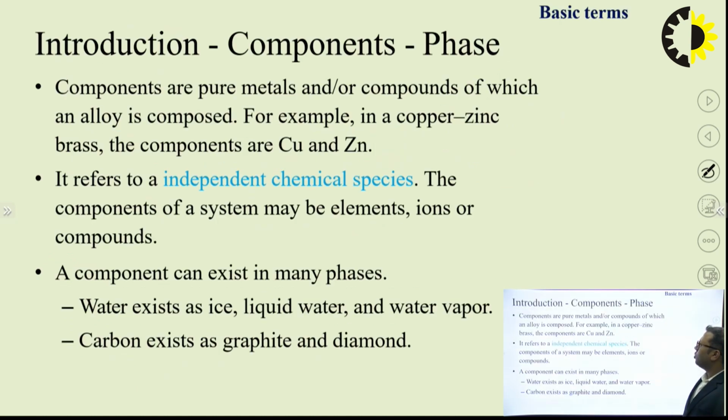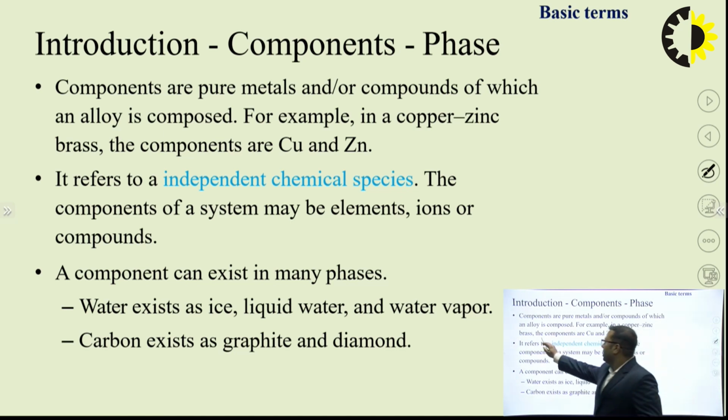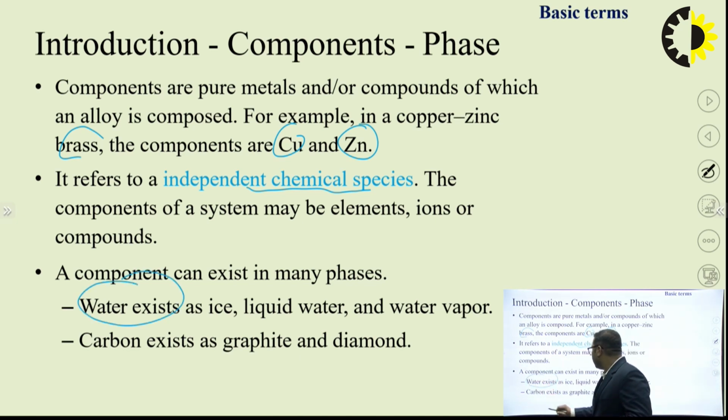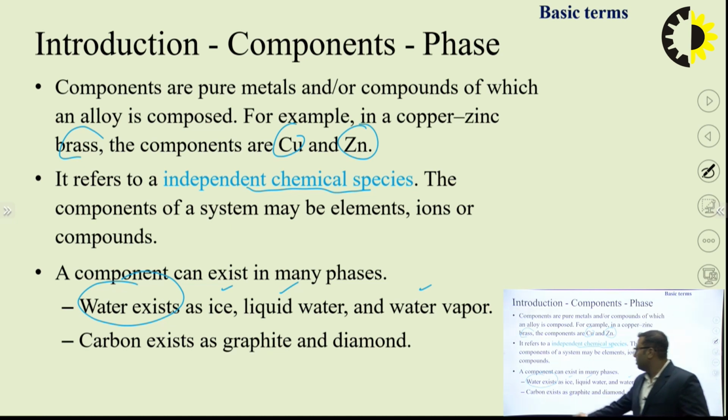Then, coming to components. Components are the pure metals and or compounds of which an alloy is composed. For example, copper and zinc are used to form brass. So in brass, these two materials, copper and zinc, are used. It refers to the independent chemical species. The components of a system can be elements, ions or compounds. A component can exist in many phases. For example, water exists as ice, the solid phase, liquid phase and water vapor phase, whereas carbon exists in the graphite phase or the diamond phase.